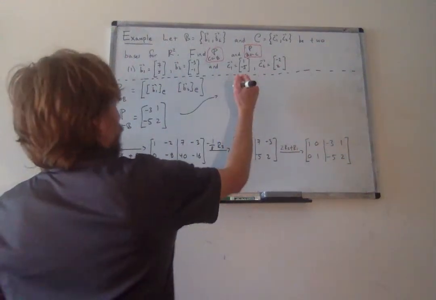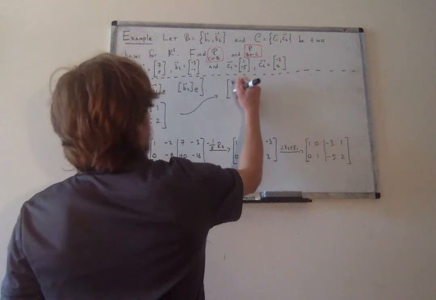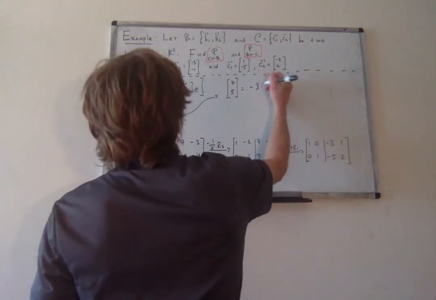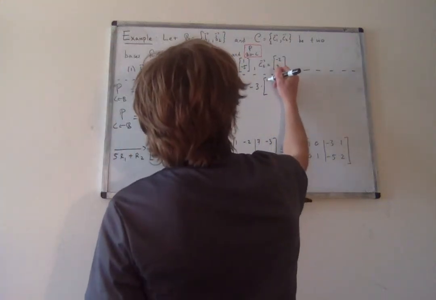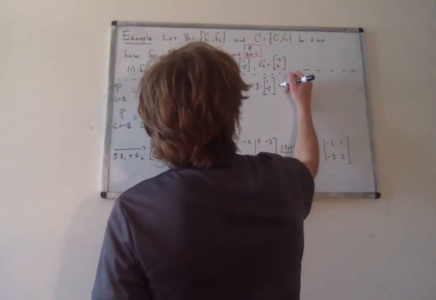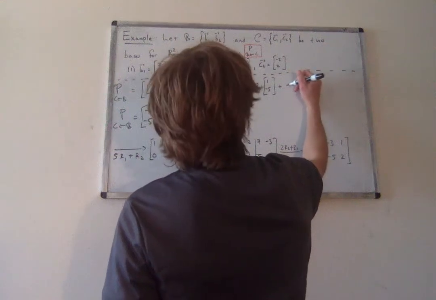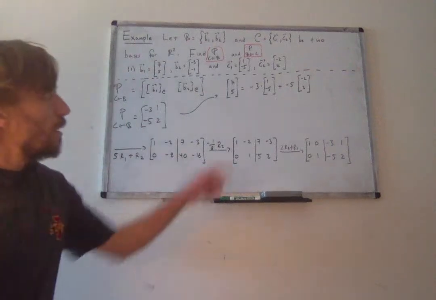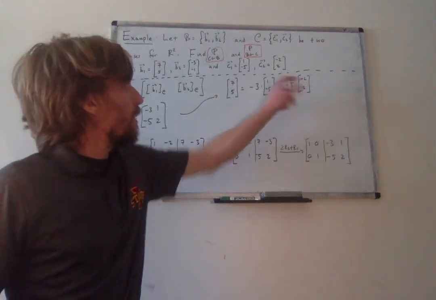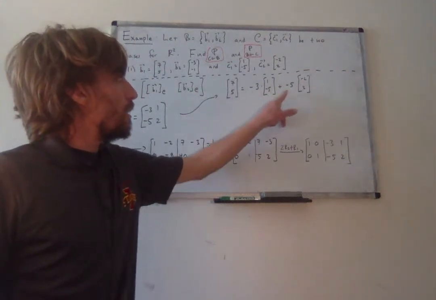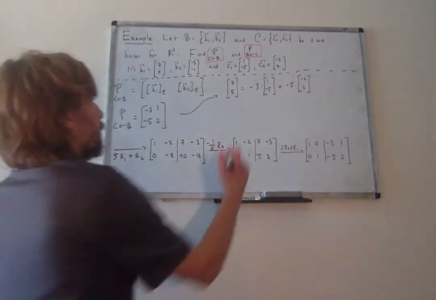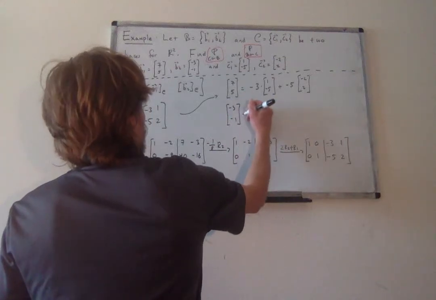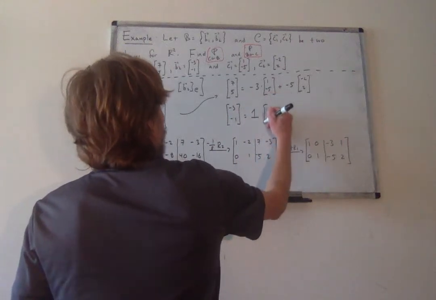We can do a quick check to make sure that our work was correct. It should be that -7, 5 is equal to -3 times 1, -5, plus -5 times -2, 2. So this is -3 plus 10, which is 7. This is 15 minus 10, which is 5. Then we should get the same thing with B2, except with the second column.